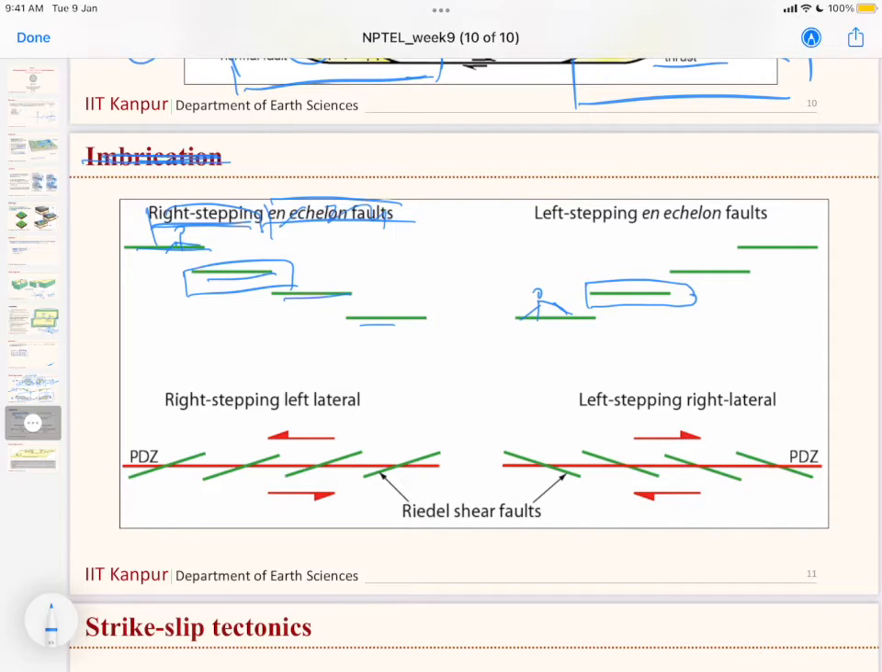Clear to all of you? Okay. Now this is the en echelon fault system that we have discussed. Now in the case of the left lateral or the right lateral, the sense of direction would be different. How? Suppose this is the main principal deformation zone, and your fault direction is like this, which means it's a sinistral fault, or the other name is left lateral fault. I think I wrote this spelling incorrectly, just correct it.